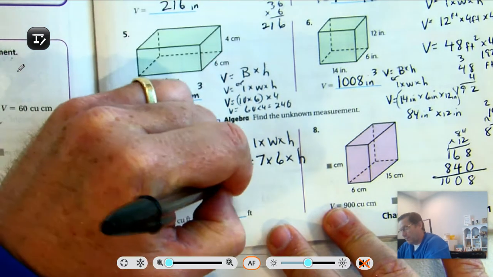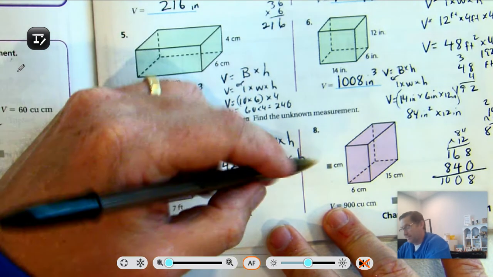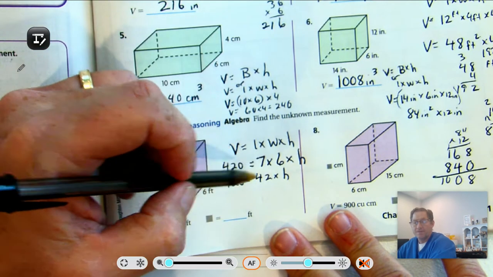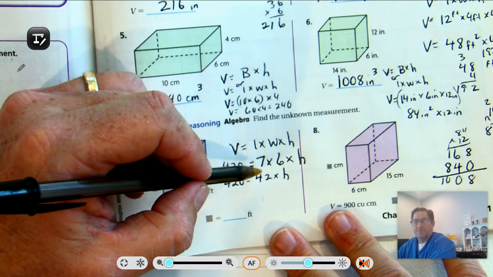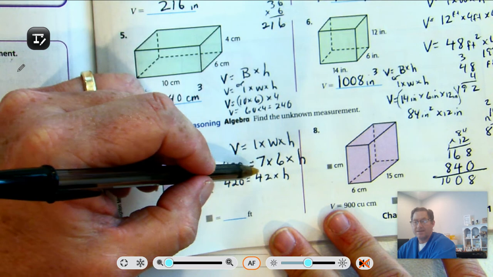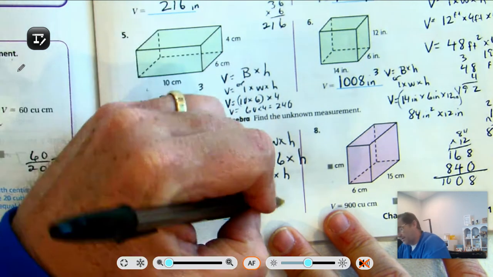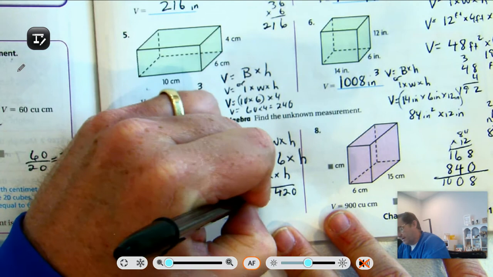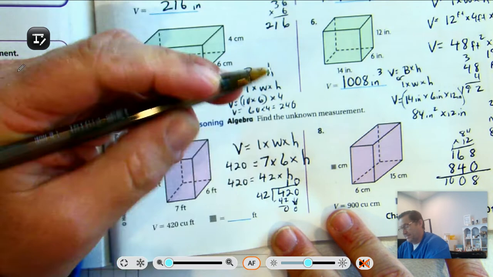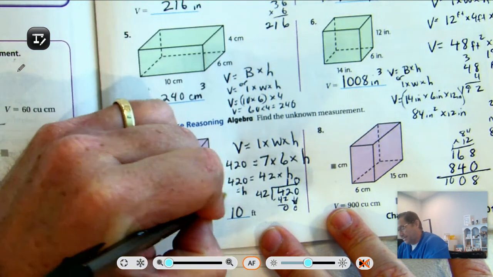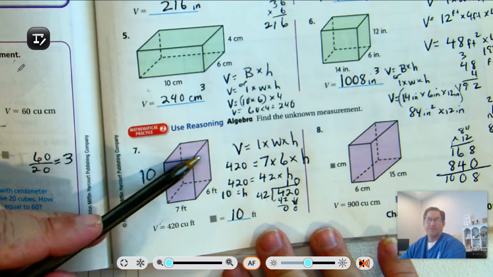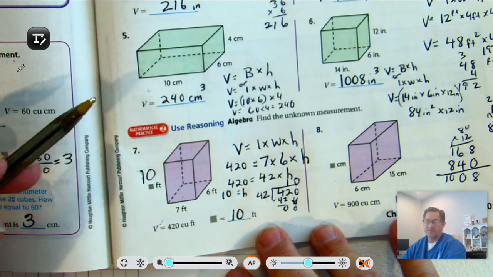Okay, so we have 420 equals 7 times 6 is 42 times the height. Okay, well, this is actually a very easy one, right? So if 42 times something is 420, it's the same as saying 420 divided by one of the factors will give us the other factor. So 420 divided by 42. This is 10. So H is 10 feet. 7 times 6 is 42. 42 times 10 is 420.